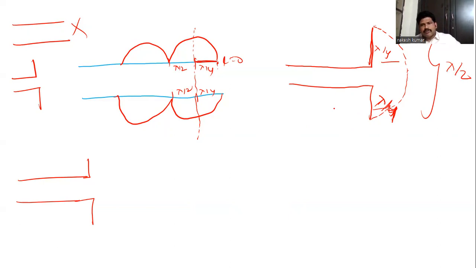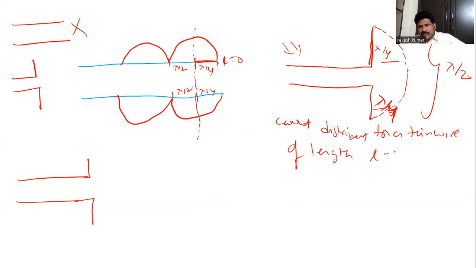This means the current distribution for a thin wire of length L is equal to lambda by 2. This is the radiation pattern. For L is equal to lambda by 2, where do you want to bend? You want to bend at lambda by 4 on one side and lambda by 4 on the other. Lambda by 4 plus lambda by 4 is lambda by 2. So this is the current distribution for a length L is equal to lambda by 2.